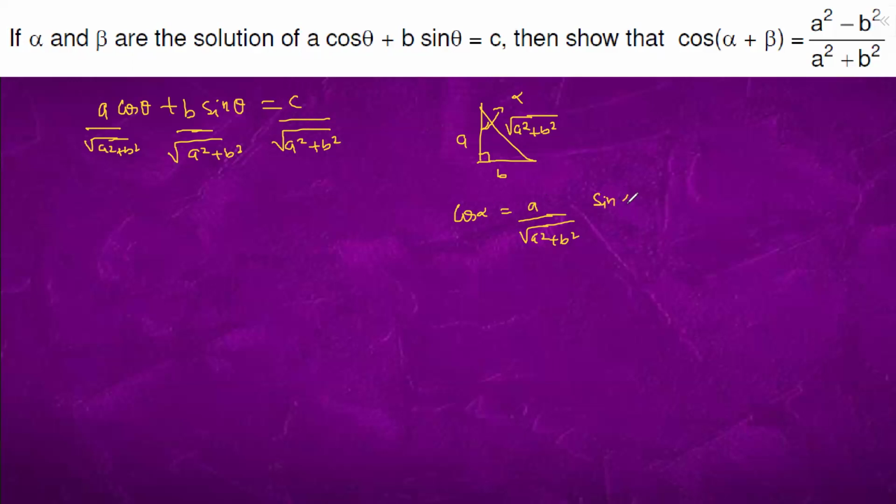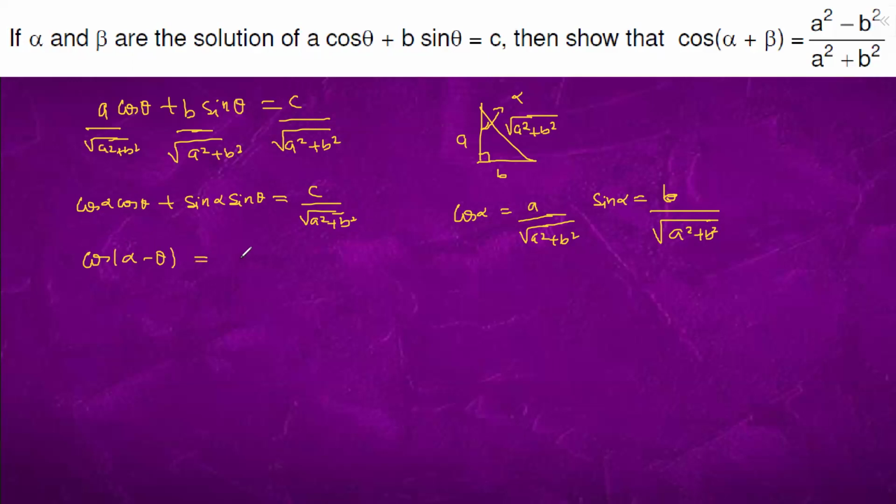Sine alpha is B upon root under A square plus B square. So here we got cos alpha cos theta plus sine alpha sine theta is equal to C upon root under A square plus B square. This is cos of theta minus alpha, equal to cos of some beta angle. So cos beta is C upon root under A square plus B square.